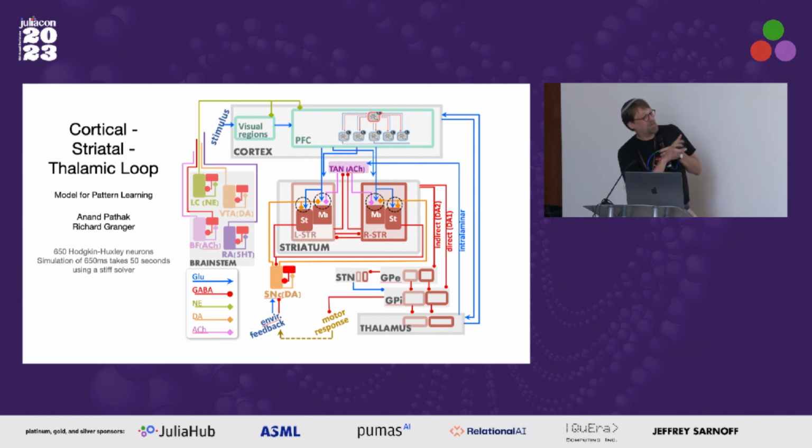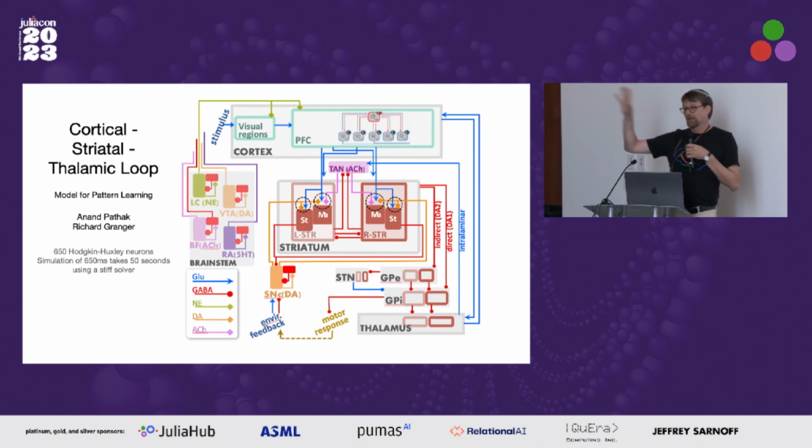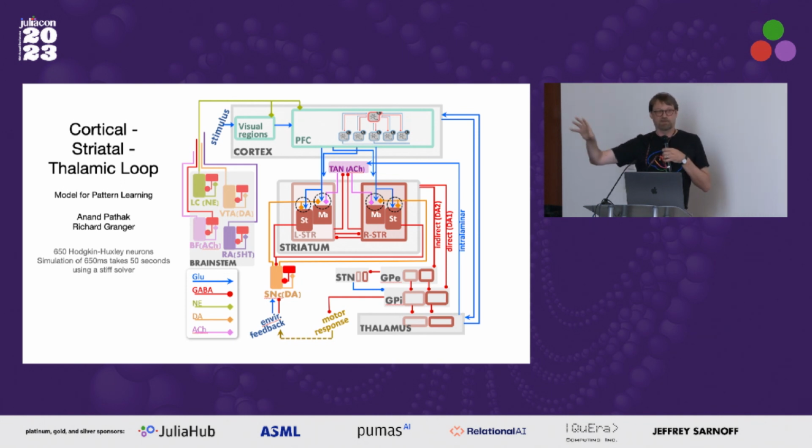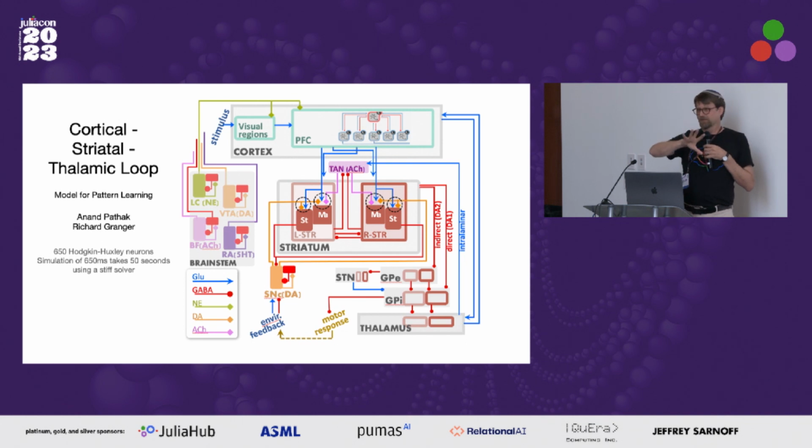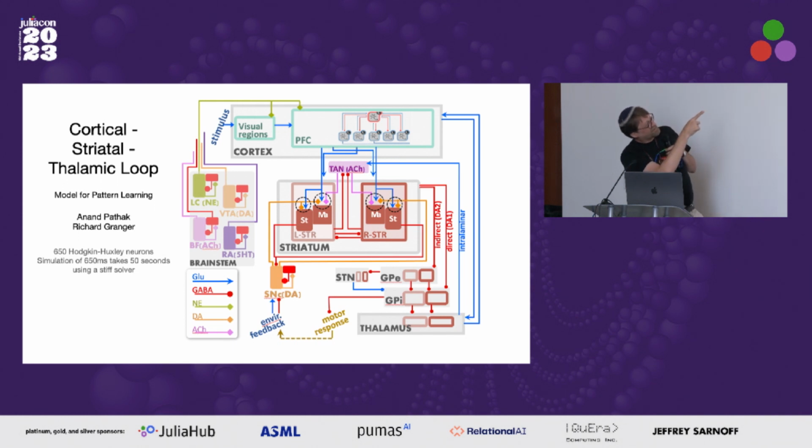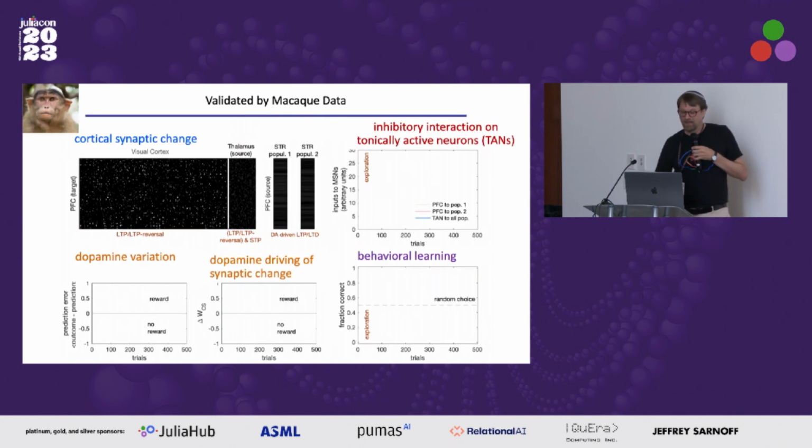And this is actually a model for pattern learning. So we actually used monkey data. There are experiments where monkeys learn patterns, right? 2 different types of patterns, and they get better and better at this. And so this is the circuit. It contains 650 neurons and several neural mass models. To simulate 615 milliseconds, it takes about 50 seconds using a stiff solver. And this is work by Anand Pathak and Richard Granger.